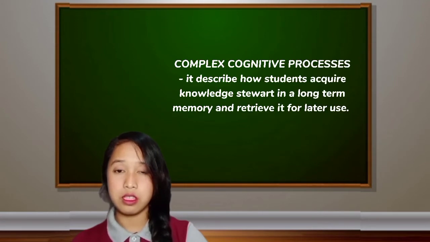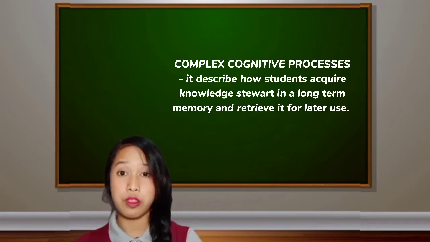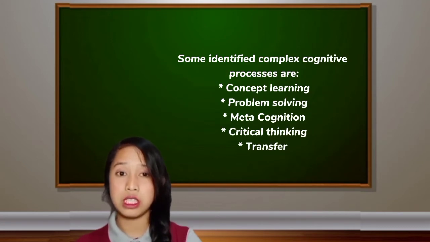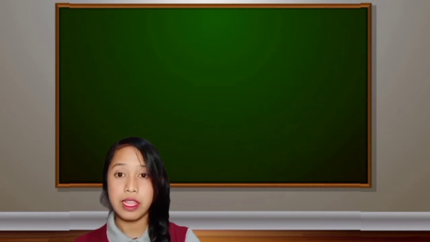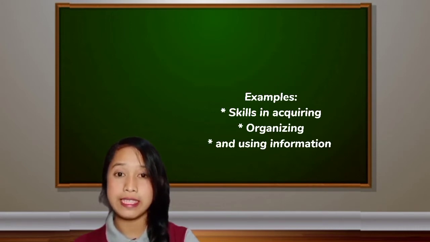The second is the complex cognitive processes. It describes how students acquire knowledge, store it in long-term memory, and retrieve it for later use. Some identified complex cognitive processes are concept learning, problem solving, metacognition, critical thinking, and transfer. Examples of this are skills in acquiring, organizing, and using information.